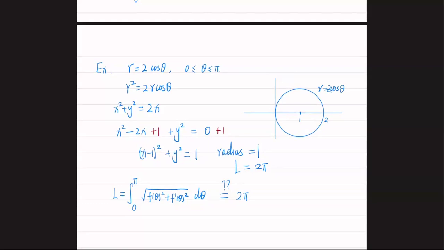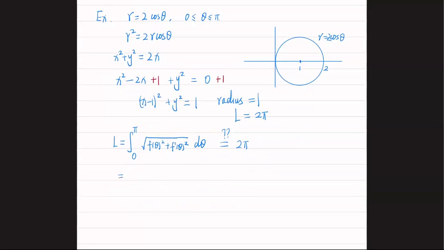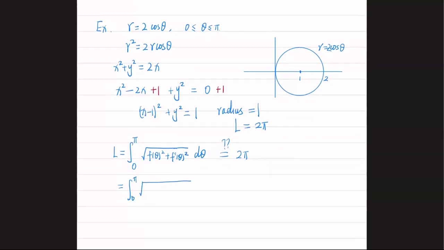And who finished? Okay, which step? Right, and then what's f? 2 cosine theta. What's the derivative? 2 cosine theta. If you take a derivative, you get... 2. What's that, cosine?